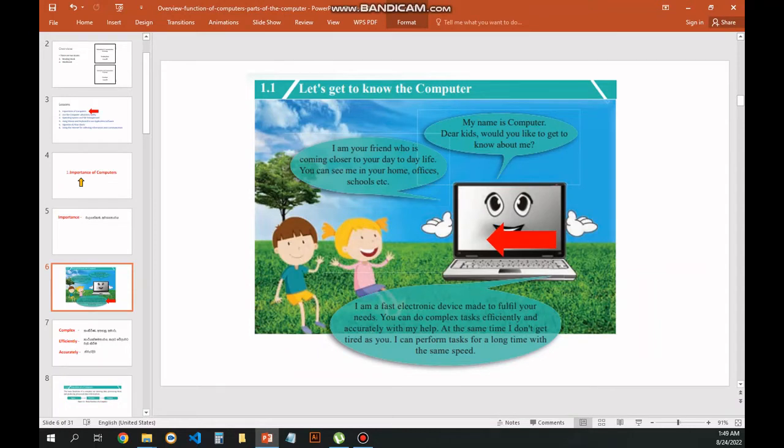Then he's telling, I'm an electronic device that will support you in all your work. When it comes to my work, I can do complex tasks, the difficult tasks, efficiently and accurately. And at the same time, he's telling, I'm not getting tired just like you all, just like the humans. I can work a long time with the same speed. That's something very cool when it comes to computers. I hope everything is clear so far. Let's move to the next slide.